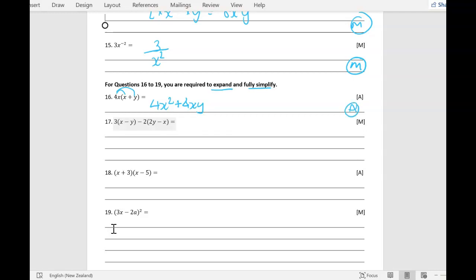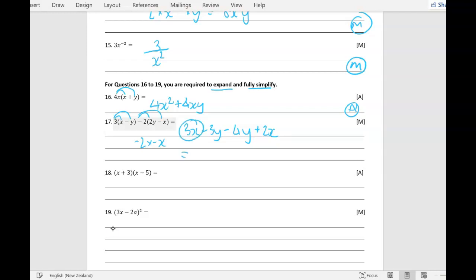Achieve mark there if you got that. The next question was worth merit. We expand like we did the other one, so we do 3x minus 3y. We then expand again. Negative 2 times negative 2y is negative 4y, and this is the bit that a few of us got trapped up on. Negative 2 times negative x is positive 2x, not negative. So if you did get negative there, you weren't able to get merit. I think you still got an achieved mark, but nothing more than merit.